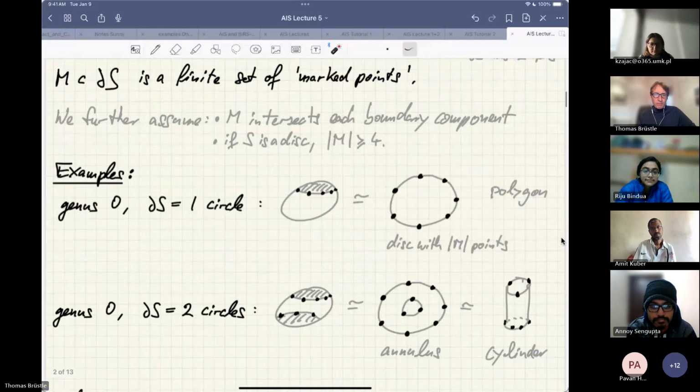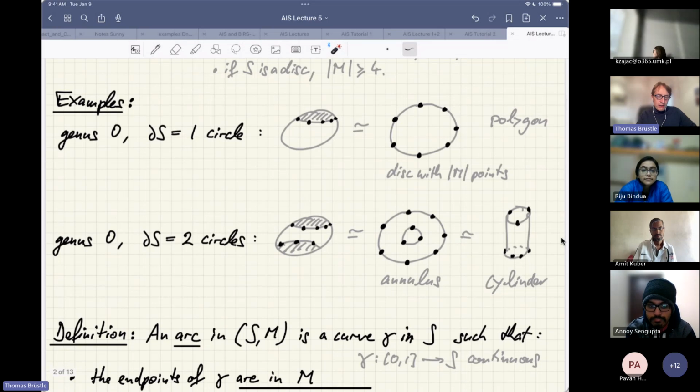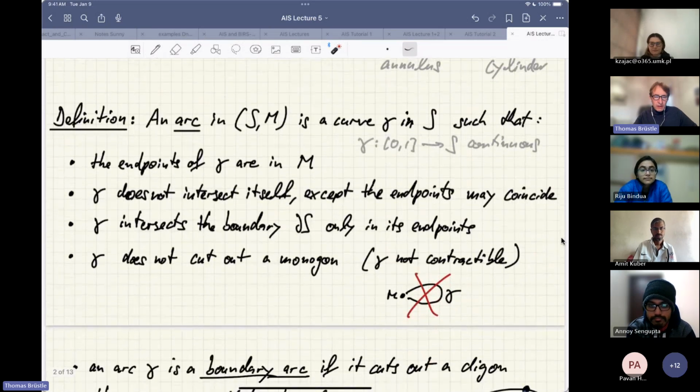The simplest example of a marked surface is a disk. And I do allow myself to bend the disk to transform it, so I can view this as an actual polygon. Or I have a sphere and cut out two disks, then this is an annulus or a cylinder, however you prefer. And then we had discussed the notion of an arc.